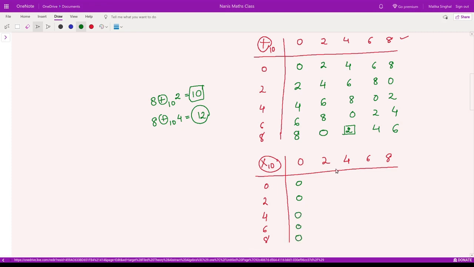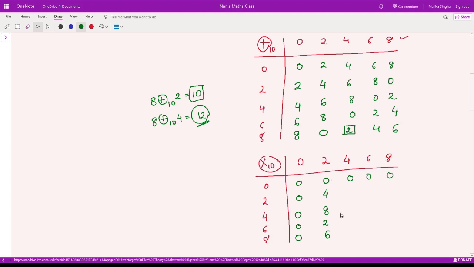The same thing goes for here, because if you multiply 0 with any of these numbers, you will get 0, and when you divide that by 10, you will get the remainder as 0 only, right? Now next look at this. 2 into 2 is 4, and when you divide 4 by 10, you get the remainder 4. Then 4 into 2 would be 8, so you get the remainder 8 when divided by 10. 6 into 2 would be 12, and when you divide by 10, you get the remainder 2, right? Then 8 into 2 would be 16, and when you divide by 10, you get the remainder 6.